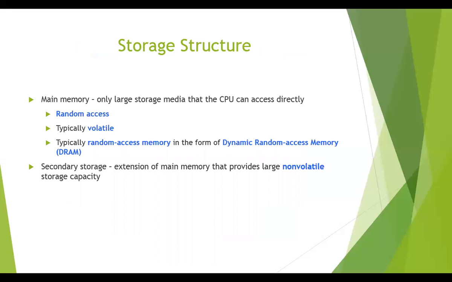Next, storage structure. All the details are stored in the computer. The computer has two types of memory, main memory as well as secondary memory. The main memory is very large, and the CPU can access the memory directly. It is random access memory and it is volatile. Secondary memory is an extension of main memory and it has non-volatile storage capacity.